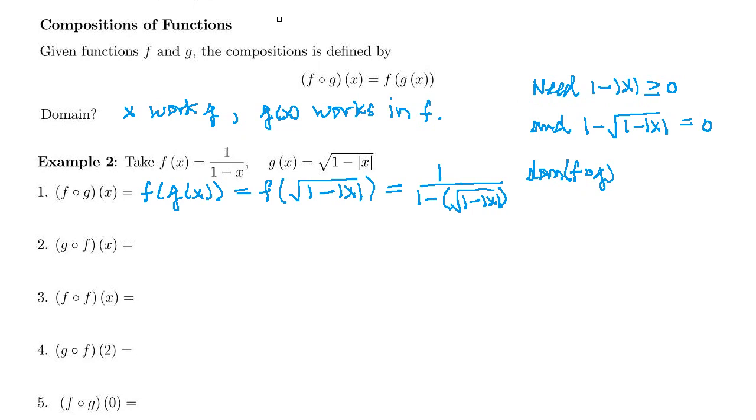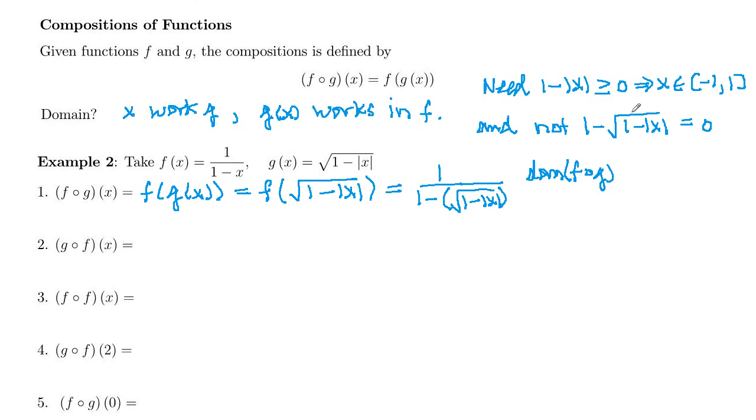So let's see. So I want to say here that we need this and not denominator equals 0. So this one we already saw up above. That was x between 1 and negative 1. So this was x is an element of the closed interval negative 1 to 1. So I need that to happen.